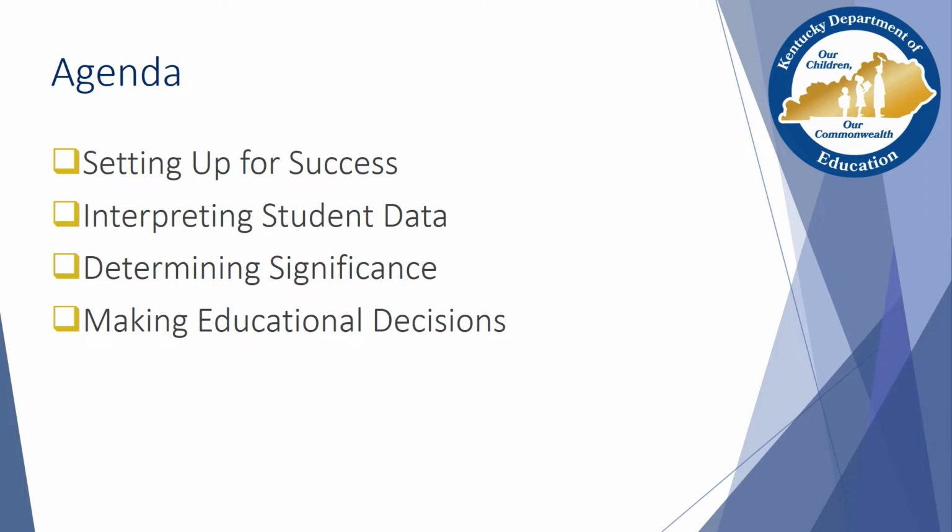Our agenda is on the screen. We will begin at the beginning, setting yourself up for success by discussing the necessary early stages of intervention implementation, including the development of data collection and fidelity monitoring mechanisms. Next, we will discuss how to interpret the student intervention data once you have it. Finally, we will explore measures of statistical significance and discuss how student data can be used to inform future educational decisions.